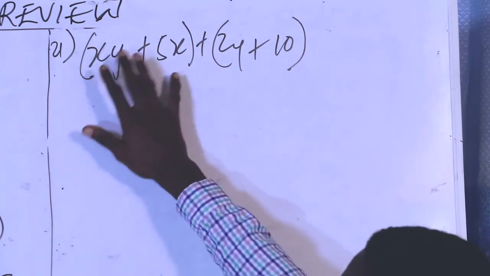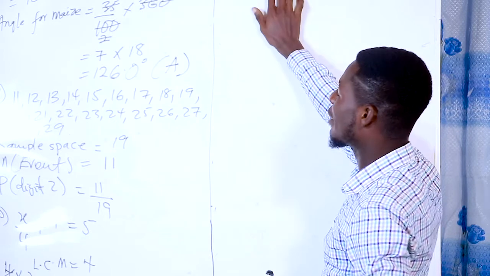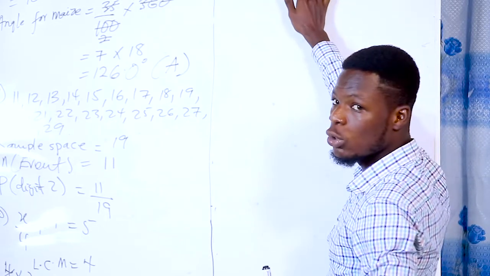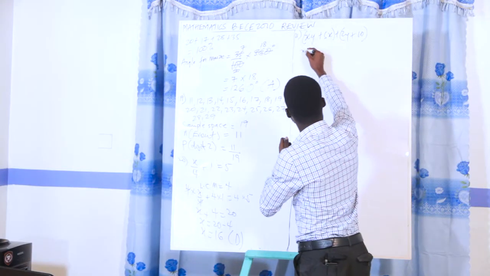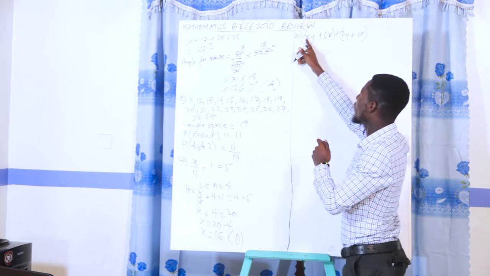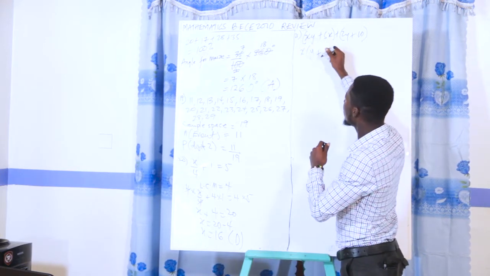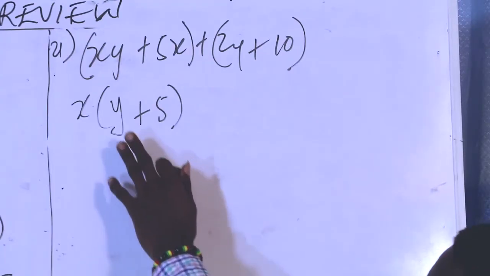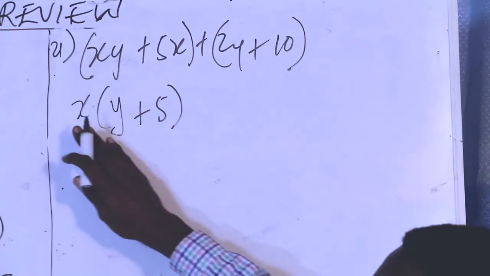So when you look at this first group, you have xy and 5x. The common term is x. When you look at 2y and 10, the common term is 2. So you factorize the common term out and keep the others in bracket. So x is the common term. If I divide xy by x, I'm left with y. The same thing here, I'm left with 5. So the bracket contains y plus 5 and x is the common term which has been factored out.